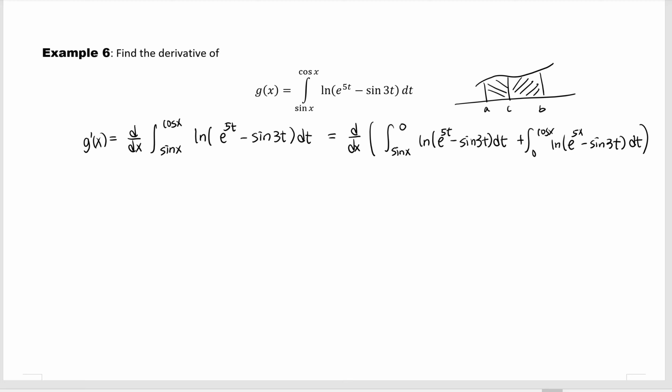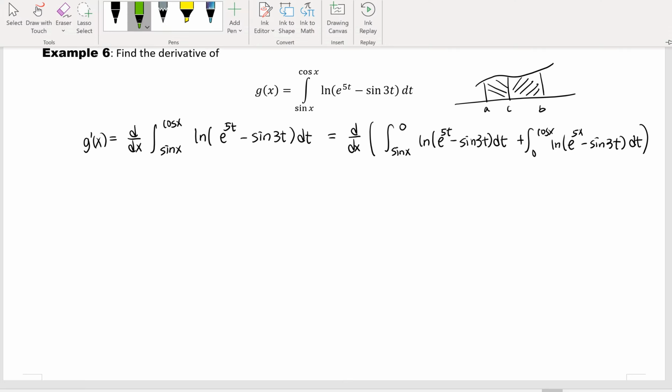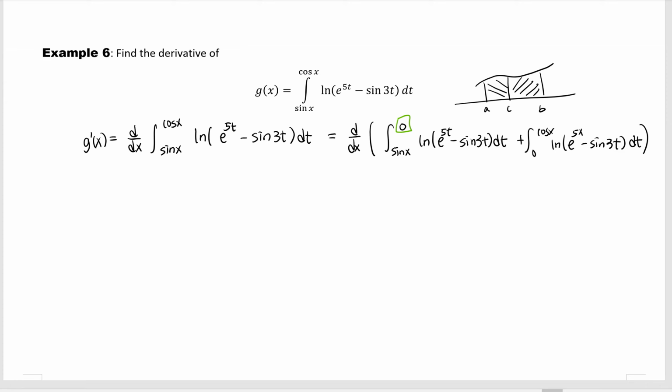Alright, but you also realize that's not enough, because my constant is on the top. What do we do to bring it down? We can flip it by putting a minus sign in front of it. Then we get an integral from 0 to sine x of ln e to the 5t minus sine 3t.